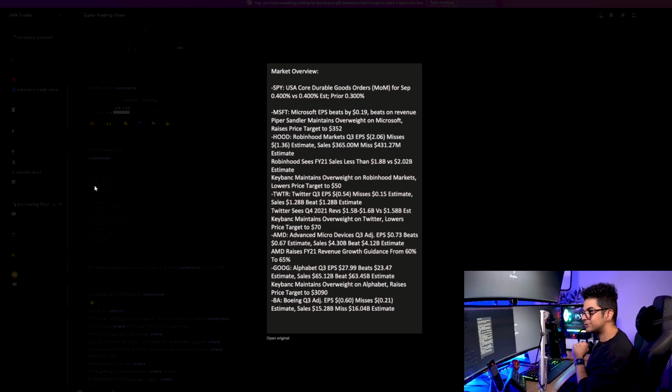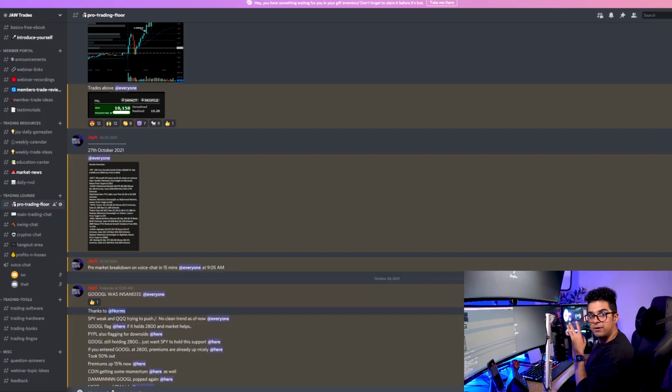Let's focus on the Google earnings. So Google beat the EPS, that is the earnings per share. The estimated was 23.47 and the actual earnings they released was 27.99, the EPS. If you look at the sales, Google beat the sales estimate as well. The estimate was around 63.45 billion, but the actual sales they did was $65.12 billion. This was the breakdown of the first point.